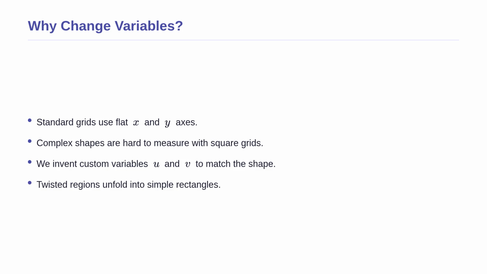To understand why we need this, imagine trying to measure the exact area of a perfectly round pizza using a square grid. You would have a terrible time counting all the tiny, broken square pieces around the curved edges. But if you slice the pizza from the center outward, measuring the angle and the radius, the math becomes incredibly easy. In calculus, when a shape is too ugly to integrate using standard flat grids, we switch to a custom-made grid. We invent new variables that perfectly match the shape, unfolding a twisted region into a neat rectangle.